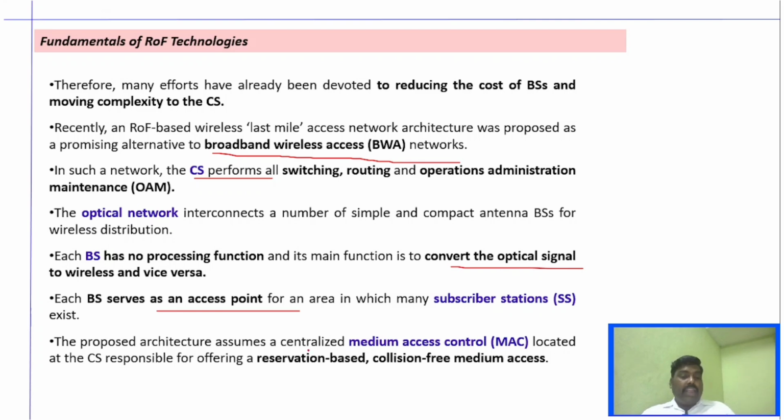The proposed architecture assumes centralized medium access control, and the CS is responsible for offering a reservation based, collision free medium access network. So all the operations, switching, routing, and maintenance are done by the central station, whereas the optical to wireless and wireless to optical conversion is achieved by the base station.